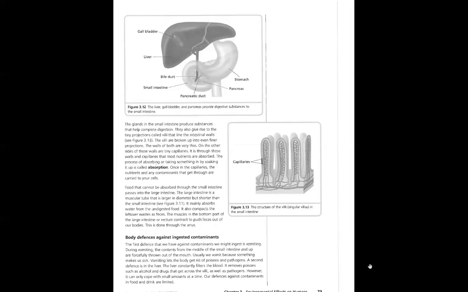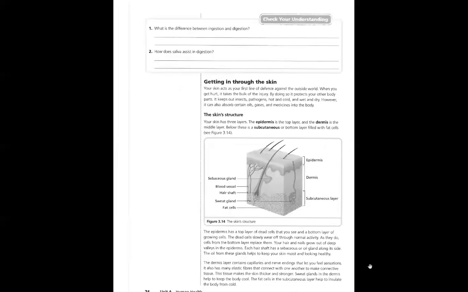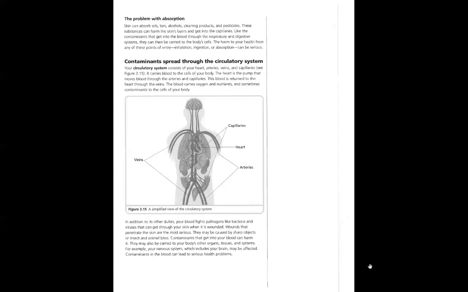And then we also have body defenses against getting some of the contaminants. We started in this lesson on that. Getting in through the skin, we talked about the structure of the skin and how that protects us, how contaminants spread through the circulatory system. We should know the circulatory system and all the parts of the circulatory system. And that was it for lesson 10.